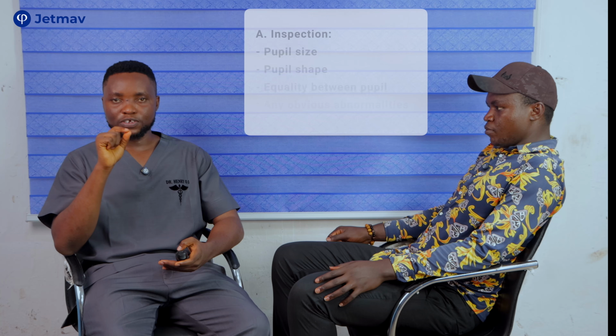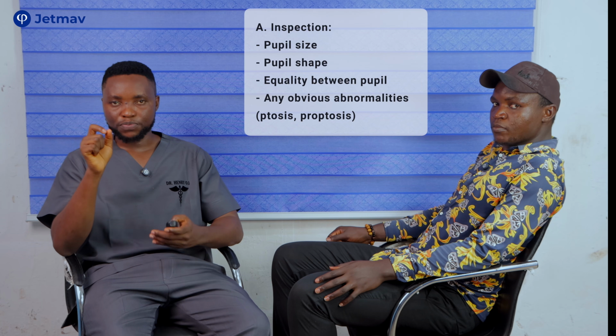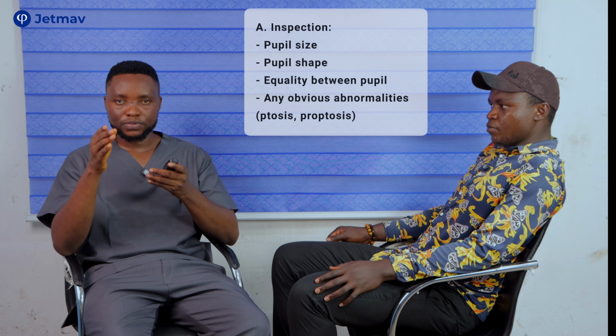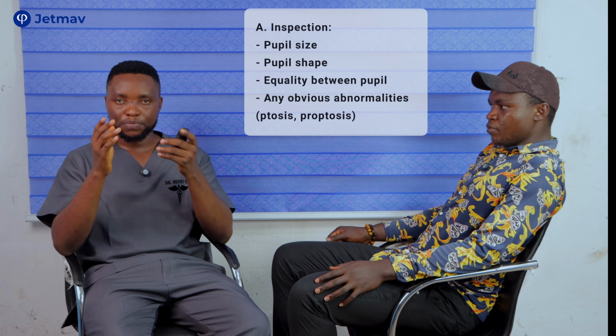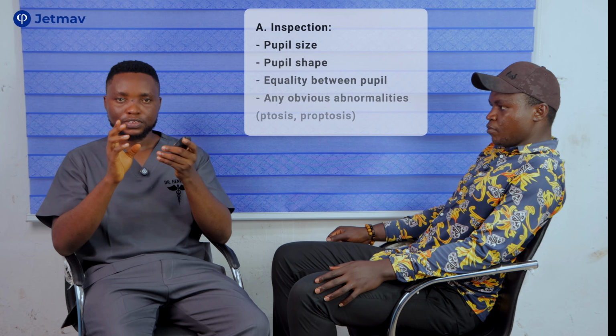Now, the first one, which is the inspection, you will try to check the shape and the size of the pupils. Then after checking the shape and the size, you check the equality of the pupils. They should be approximately equal in a normal patient. Then you also check for any obvious abnormality like ptosis. Then when you are done with the inspection, you head over to visual acuity.